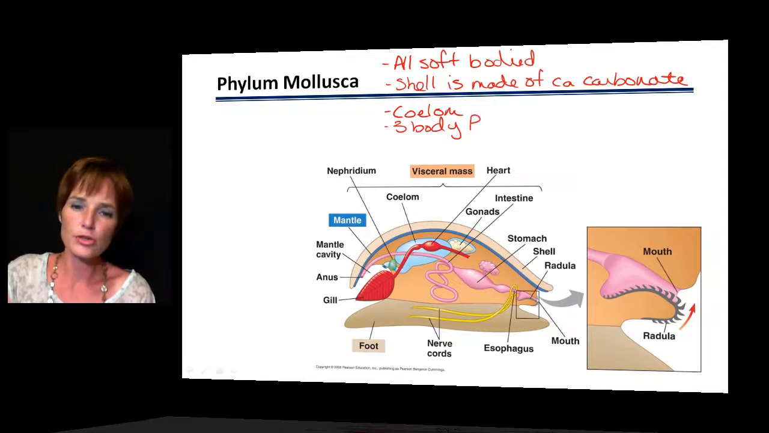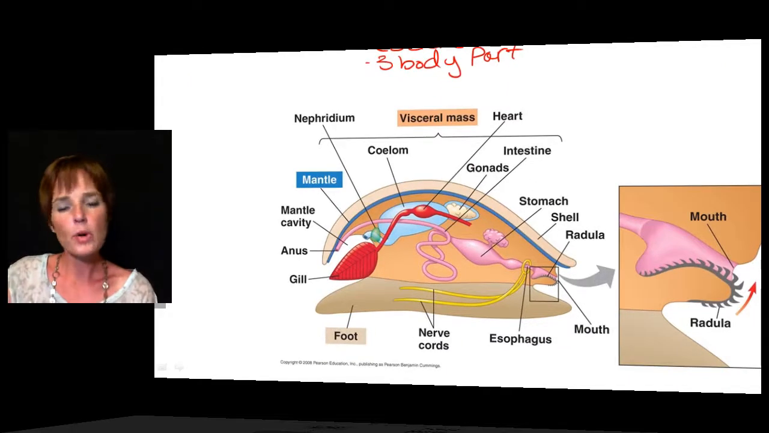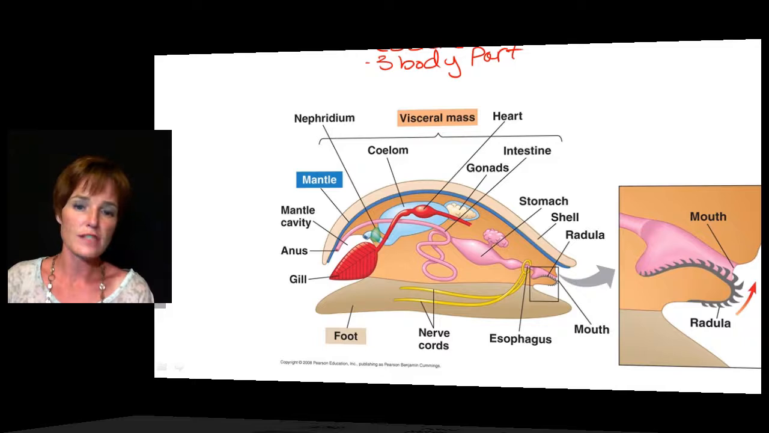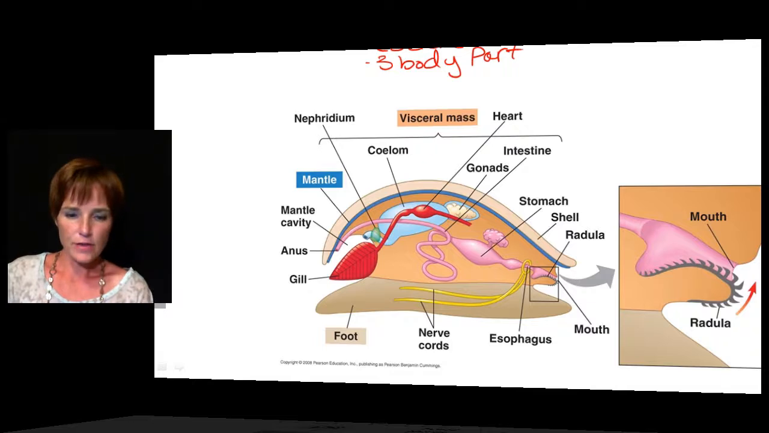So if we take a look at those 3 main body parts, what we're seeing on this slide is the general structure of a snail. So that would be one type of mollusk. But the parts that they have is, first of all, a foot down at the bottom. The foot is primarily for movement. So just as we would think of our feet, these are going to help them get around. So these are going to be primarily organisms that are very motile.